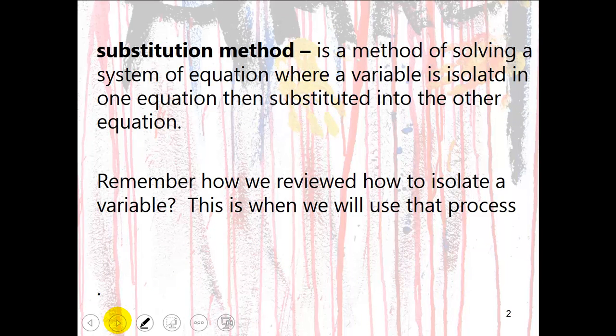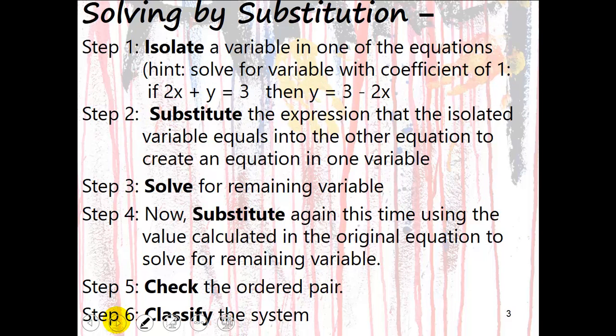Substitution method, it's a method of solving where a variable is isolated in one equation, then that expression is substituted into the other equation. Okay? So just like I've had substitute teachers, they replace me. All right? We're going to isolate a variable and then substitute that expression into another equation. So you remember how we reviewed how to isolate a variable? Well, this is when we're going to use that process. These are big picture ideas of how to do this.